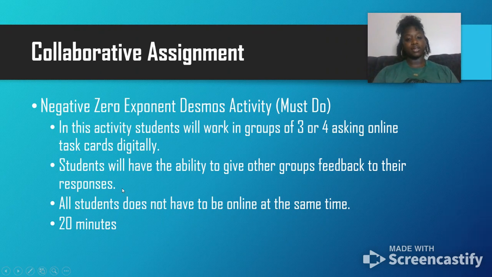Next, we have our collaborative assignments. Our collaborative assignments are done in groups of 3 or 4. In this assignment, which will be the negative and 0 exponent demos activity, there will be 3 or 4 students in a group doing online task cards digitally. On the task cards, kids will be asked questions about exponents. They will be able to give other groups feedback on their responses as well. All students do not have to be online at the same time to accomplish this assignment. This assignment should take about 20 minutes.